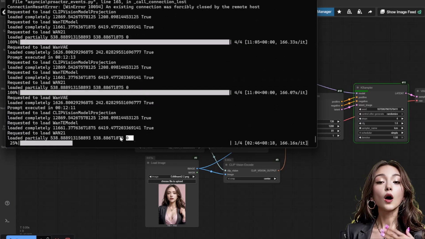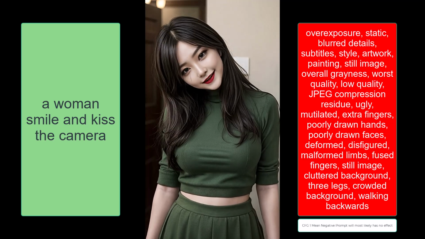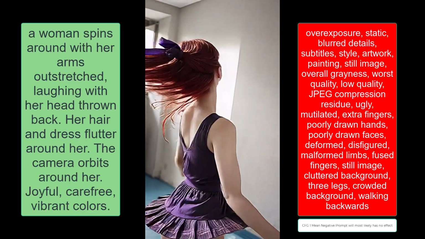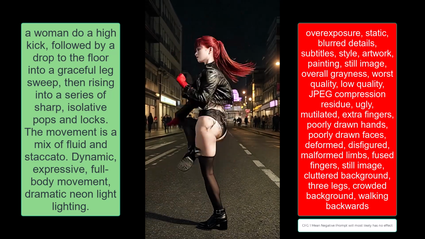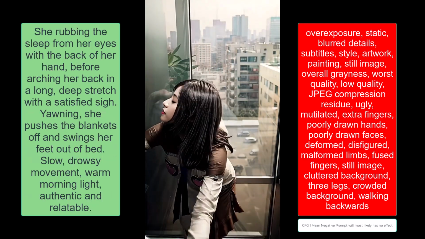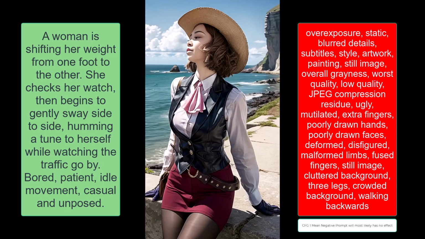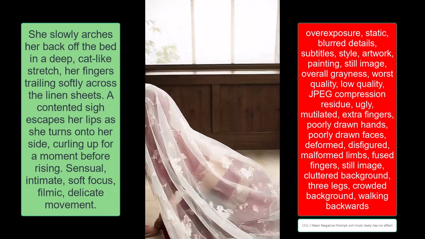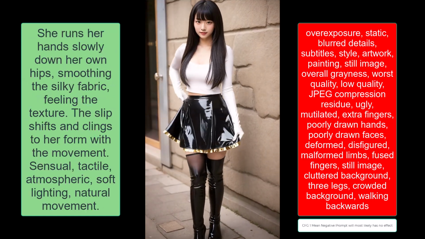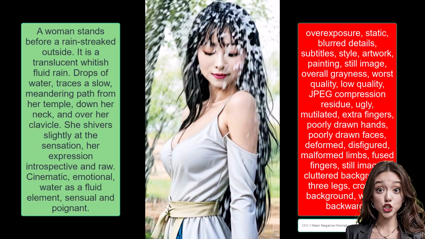Here are a bunch of other examples while I am saying goodbye. You now have a simple, fast and stable WAN 2.1 image-to-video workflow.